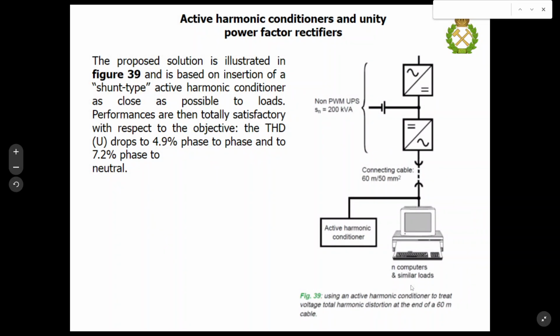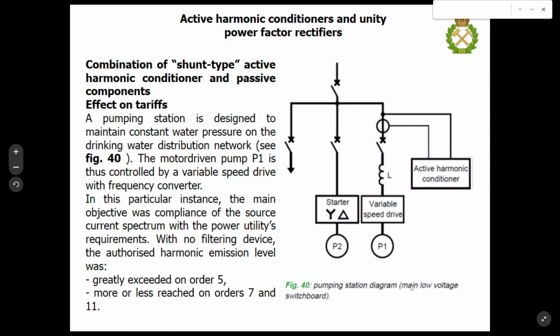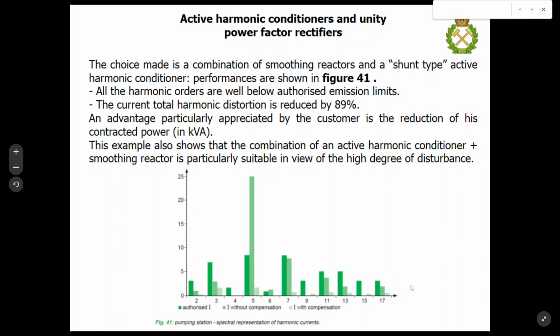And some application examples which reflect the main features of such active filters. For example, to protect some sensitive electronic equipment from distortions from the networks. Also, some combination of shunt-type active harmonic conditioner and passive components. In the area of motors with or without variable speed drive systems. Another example, here you may see the corresponding spectrum without compensation, with compensation, and other modes of correction.